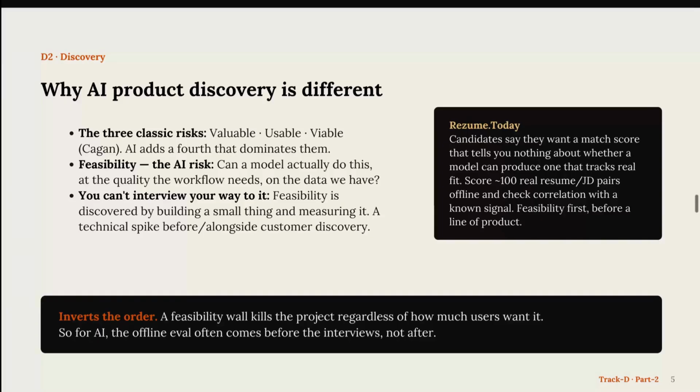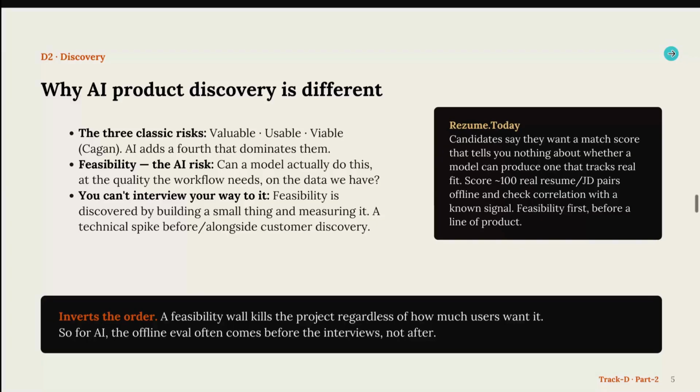This feasibility problem kills way more projects, because product managers have gone ahead to build it without understanding the feasibility part of it. In Rezume.Today, candidates say that they want a match score, but that tells you nothing about whether a model can produce one that tracks real fit. Is it feasible? A score of 100 that a user gets, and he doesn't know what needs to be understood. So having that feasibility first before you build a line of product is very important.